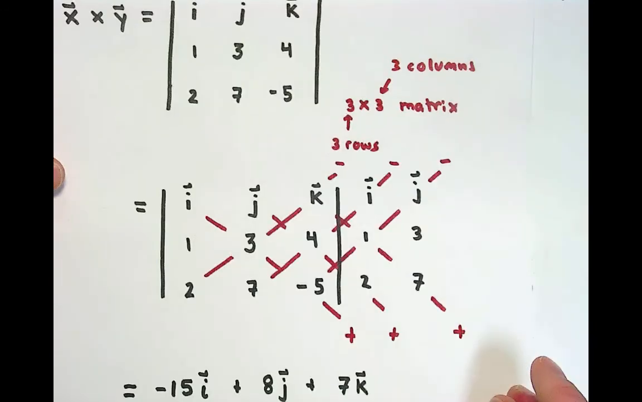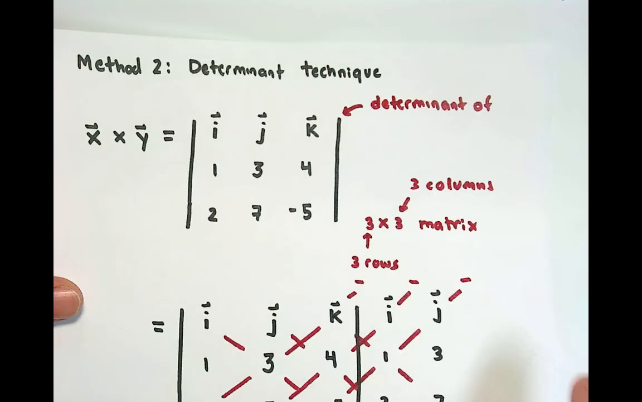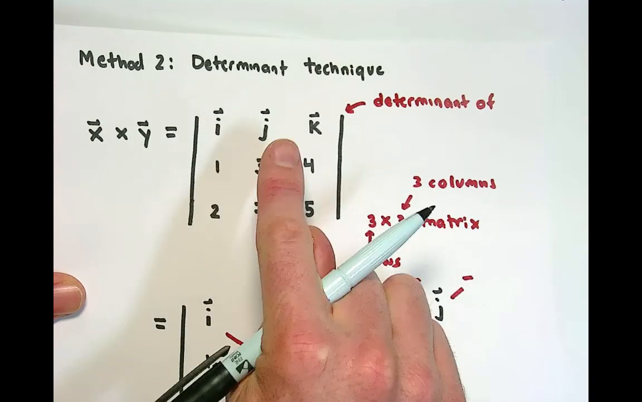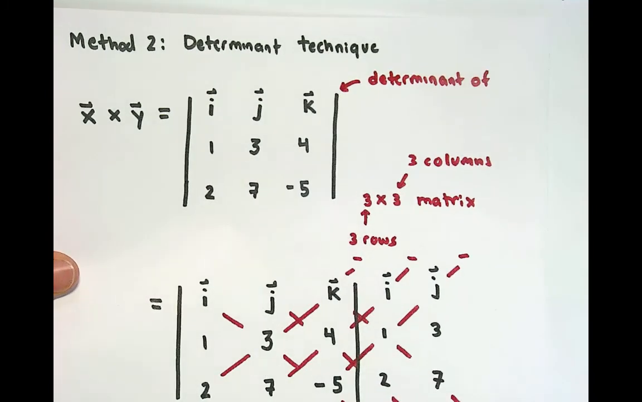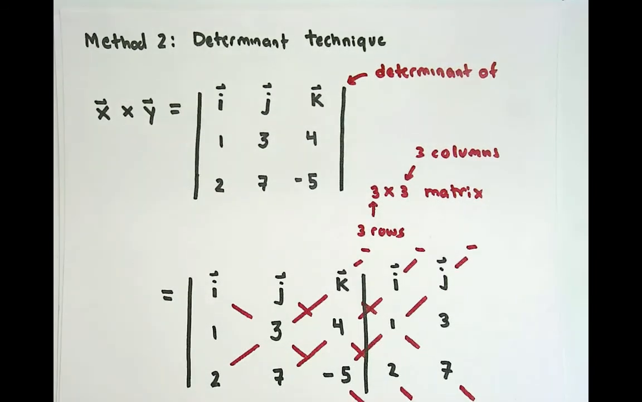So that's the determinant technique, how to take a cross product using the determinant. Just kind of a cheap trick. Next, let's see how to be even more efficient by using Mathematica to take cross products. And I hope your jaw drops when you see this. All right, let's switch over to Mathematica.